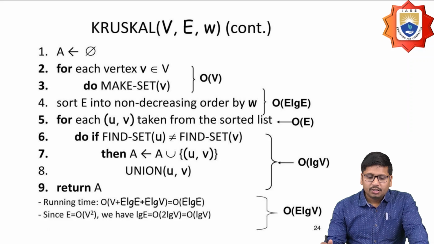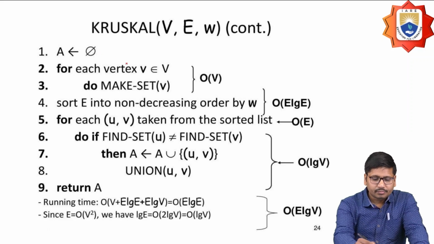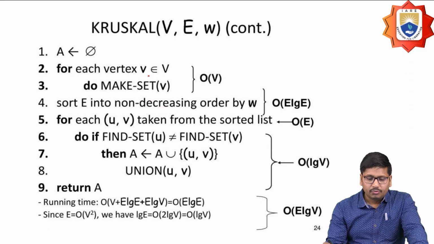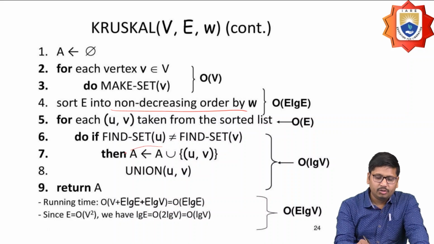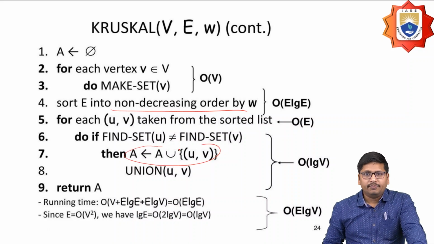So this should be Kruskal's algorithm. Initially we are going to have the graph with no edges. For each vertex you have to make a set, and sort the edges in non-decreasing order, that is ascending order. Then for each edge, we find, and it should not form a cycle. Otherwise, if it does not form a cycle, then it has to be added to the graph.